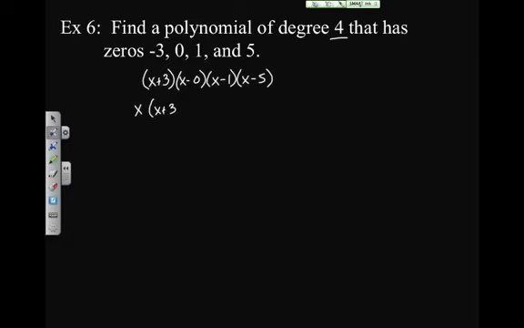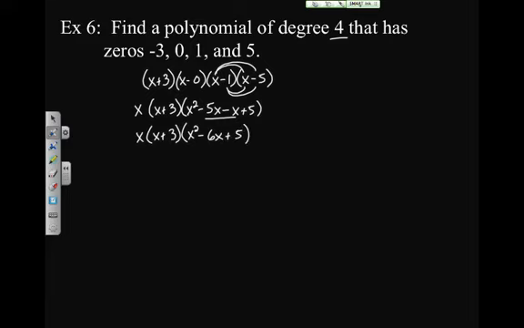But then when we multiply the rest of these, let's just do 2 at a time here. So x times x is x squared. x times negative 5 is negative 5x. x times negative 1 is negative 1x. And negative 1 times negative 5 is 5. So that gives us x times x plus 3 times x squared. We combine these to get negative 6x plus 5.